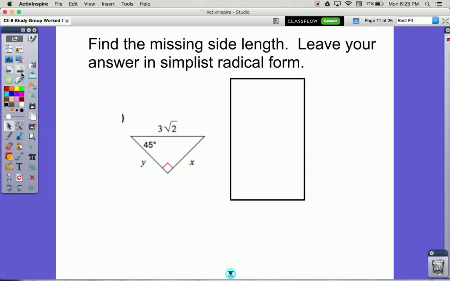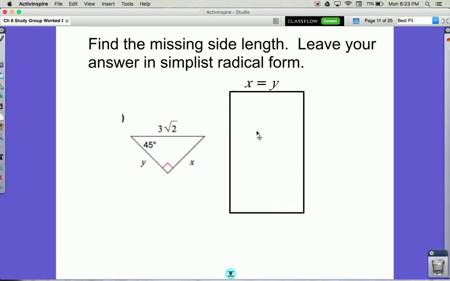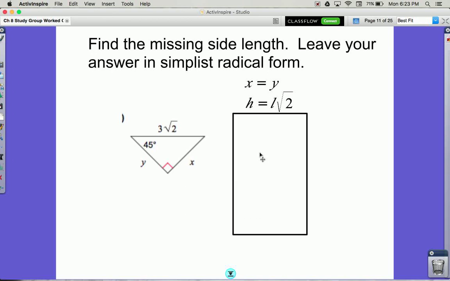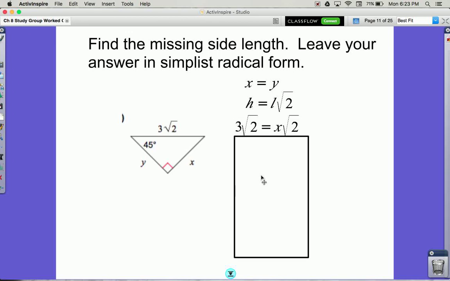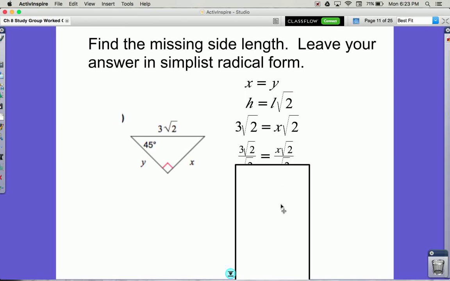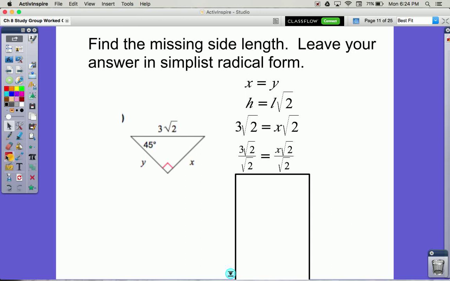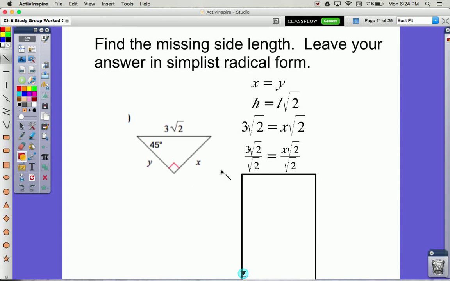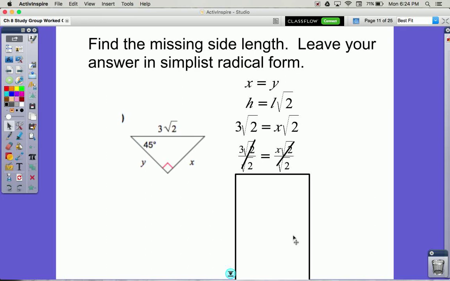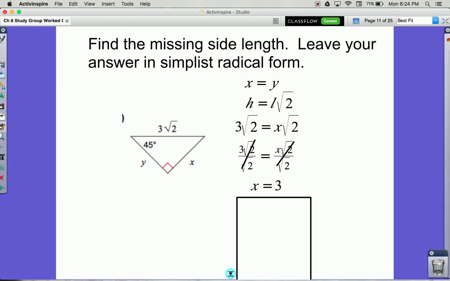On this one, this is a 45, 45, 90 triangle again, so that means that x is going to equal y. And my rule for the 45, 45, 90s is that the hypotenuse equals the leg times the square root of 2. So my hypotenuse in this case is 3 radical 2, so 3 radical 2 equals x radical 2. I'm going to divide by radical 2 on both sides, and the radical 2's will cancel. So we get that x equals 3.